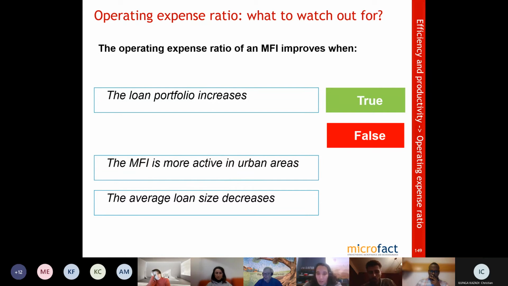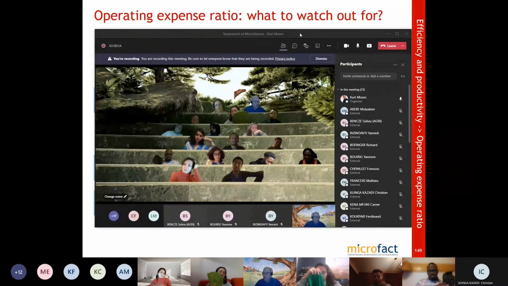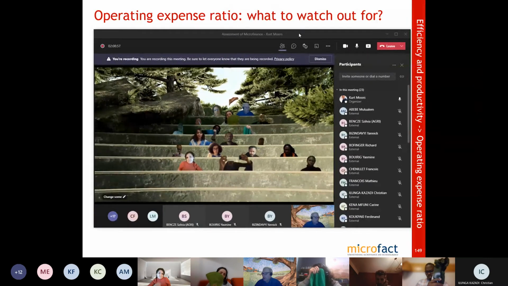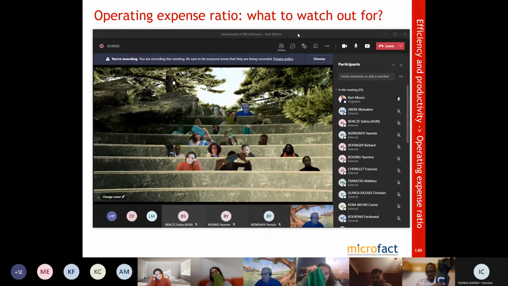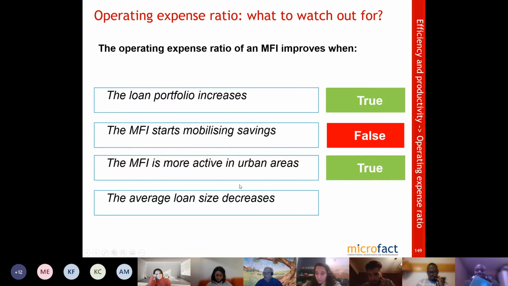What do you think? Do organizations in urban areas tend to have a better operating expense ratio compared to organizations operating in rural areas? I see all the greens now, and that's indeed correct. The greater distances and the lower density of population make it more difficult for microfinance institutions. There are higher costs involved, so that is certainly true.